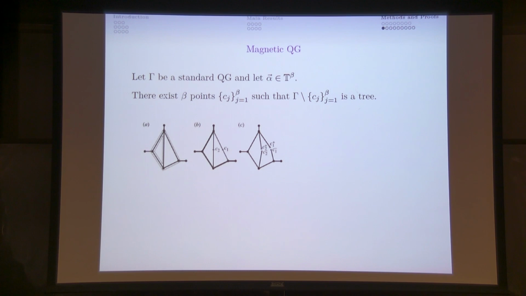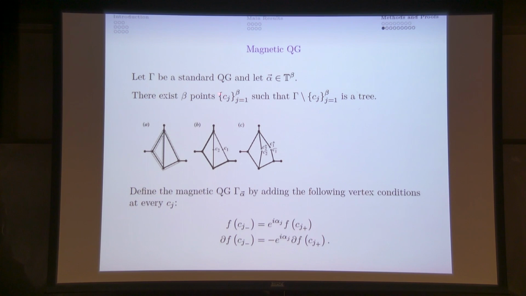If we have a standard quantum graph, we can choose a set of parameters on the torus, on the beta torus. And there we can find beta points. In this case, I have two points where I can cut them, and the graph becomes a tree. And on these points, I'm going to put some kind of vertex condition that depends on alpha. The vertex condition is that I'm going to jump when I go from one side of this point to the other side. I'm going to jump by e to the i alpha. Here, the derivative as well. The minus is because I'm taking the incoming derivative. But if you're thinking about the derivative in this direction, then both the value and the derivative jump with e to the i alpha.